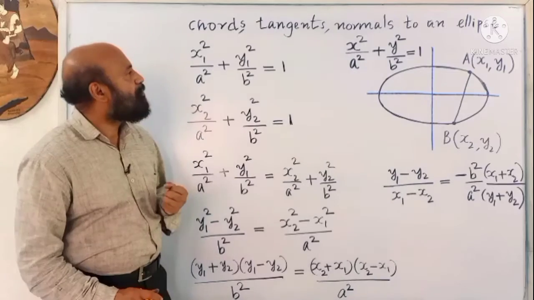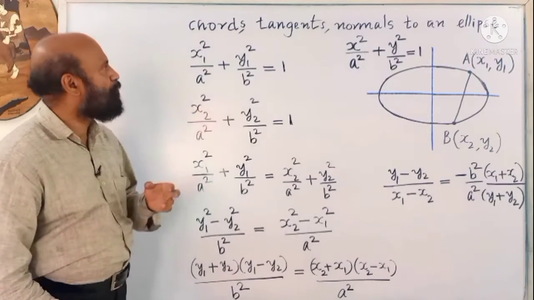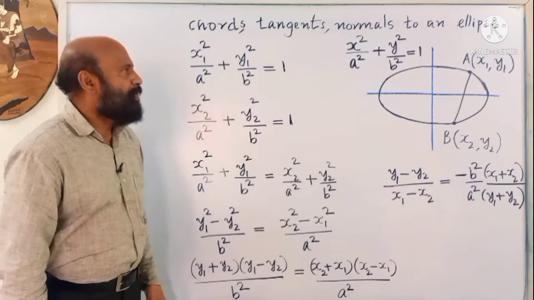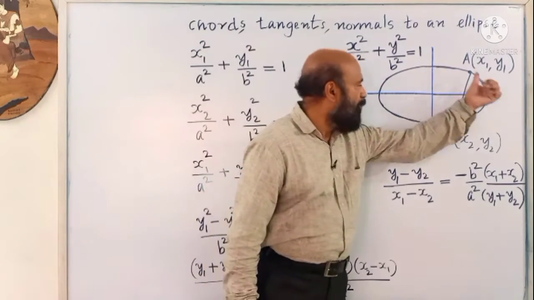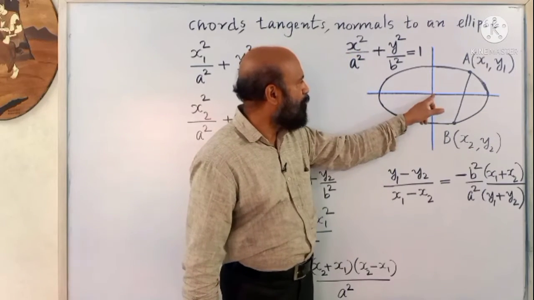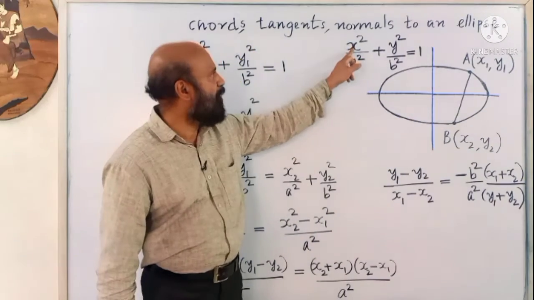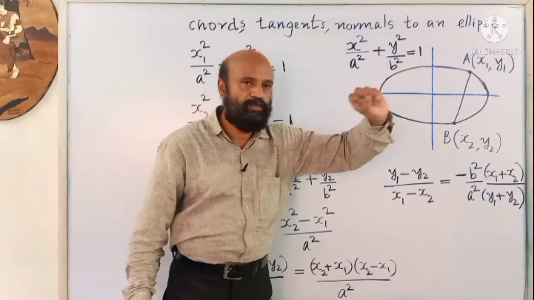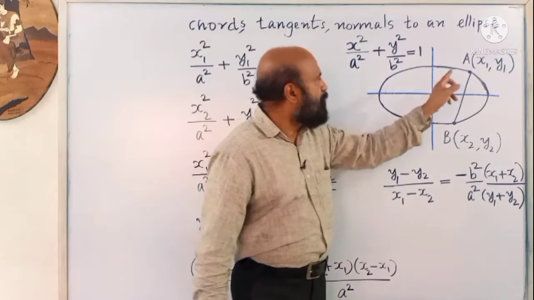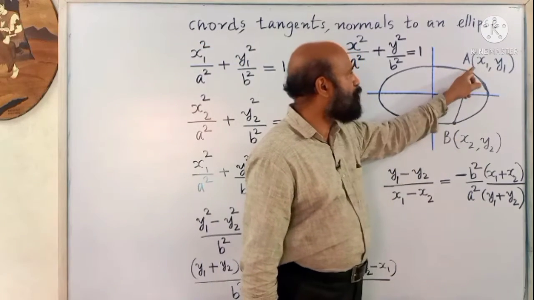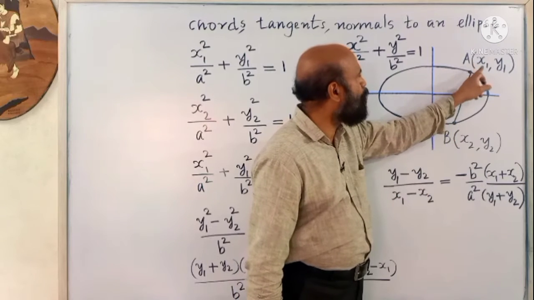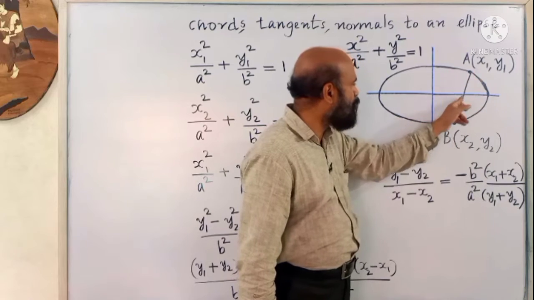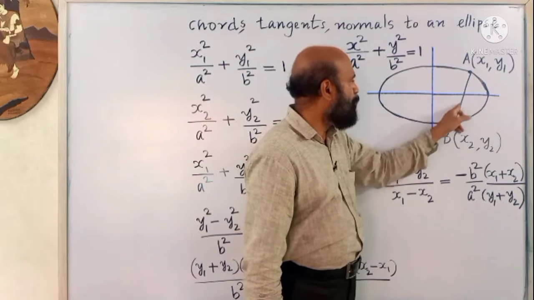In this video, let us see the derivation of the equations for chords, tangents, and normals to an ellipse. Here there is an ellipse with the center at the origin, and its equation is x square by a square plus y square by b square is equal to 1. Let A and B be 2 points on the ellipse. The coordinates of A are x1, y1 and of B are x2, y2. So this is the chord joining A and B.